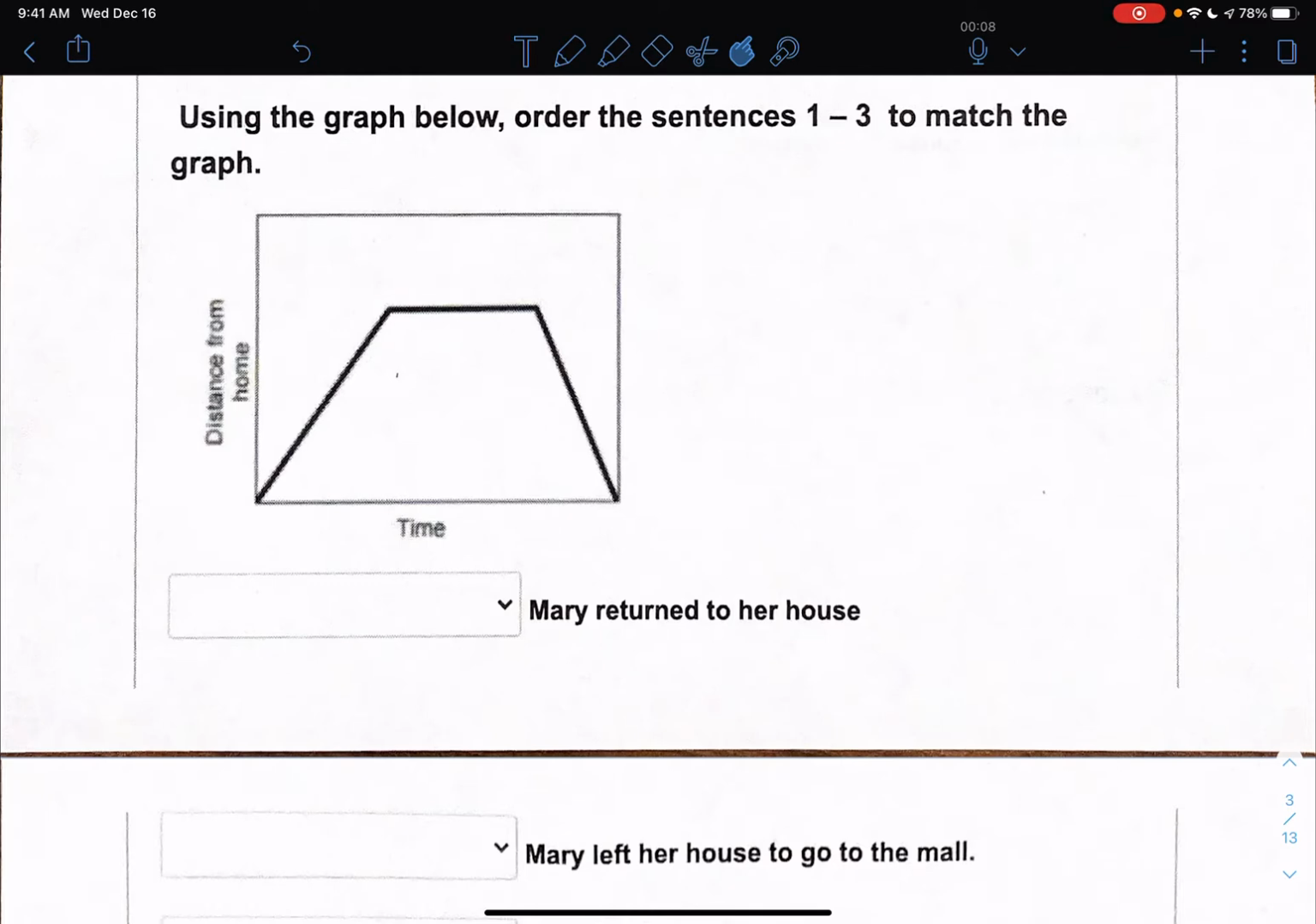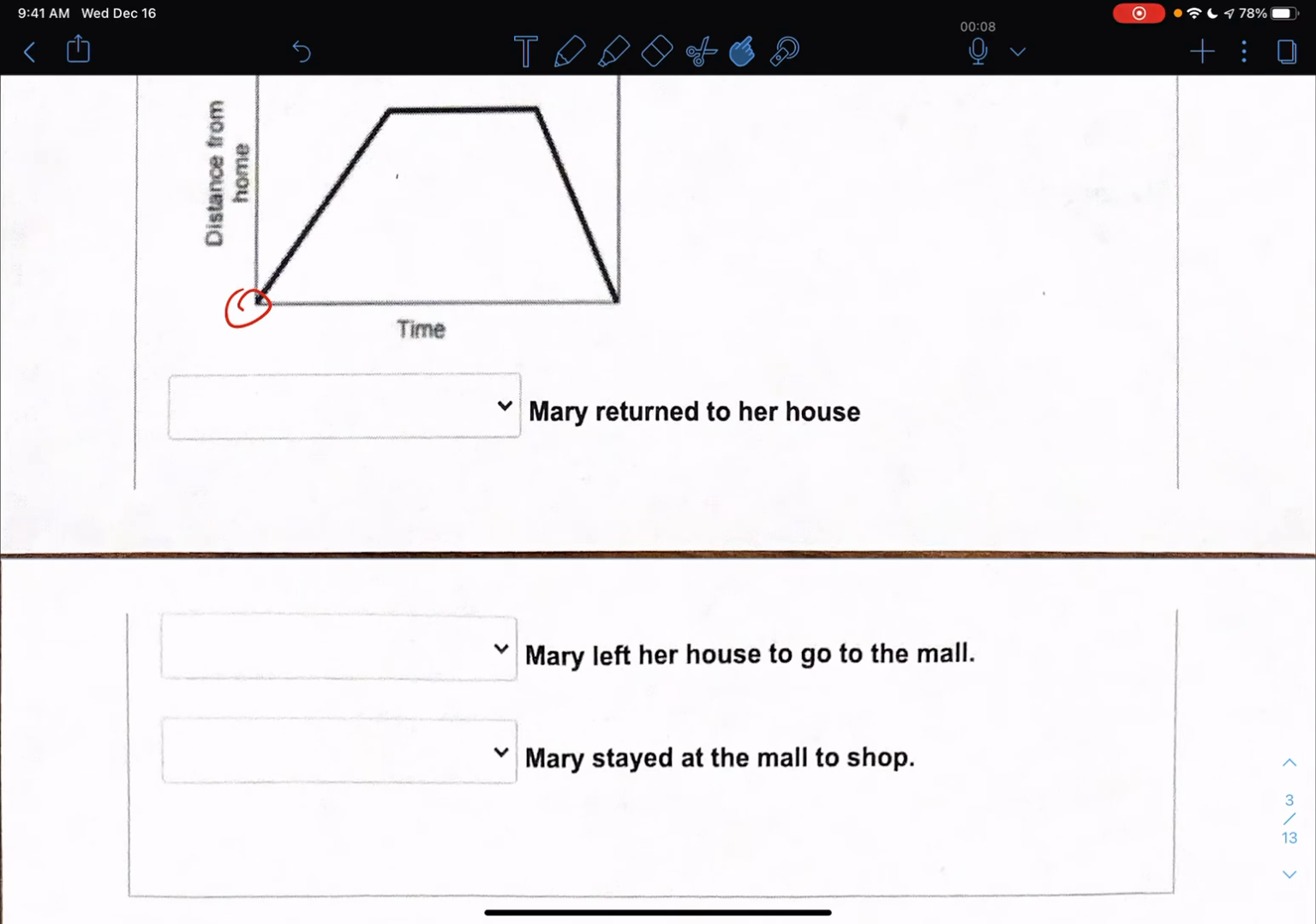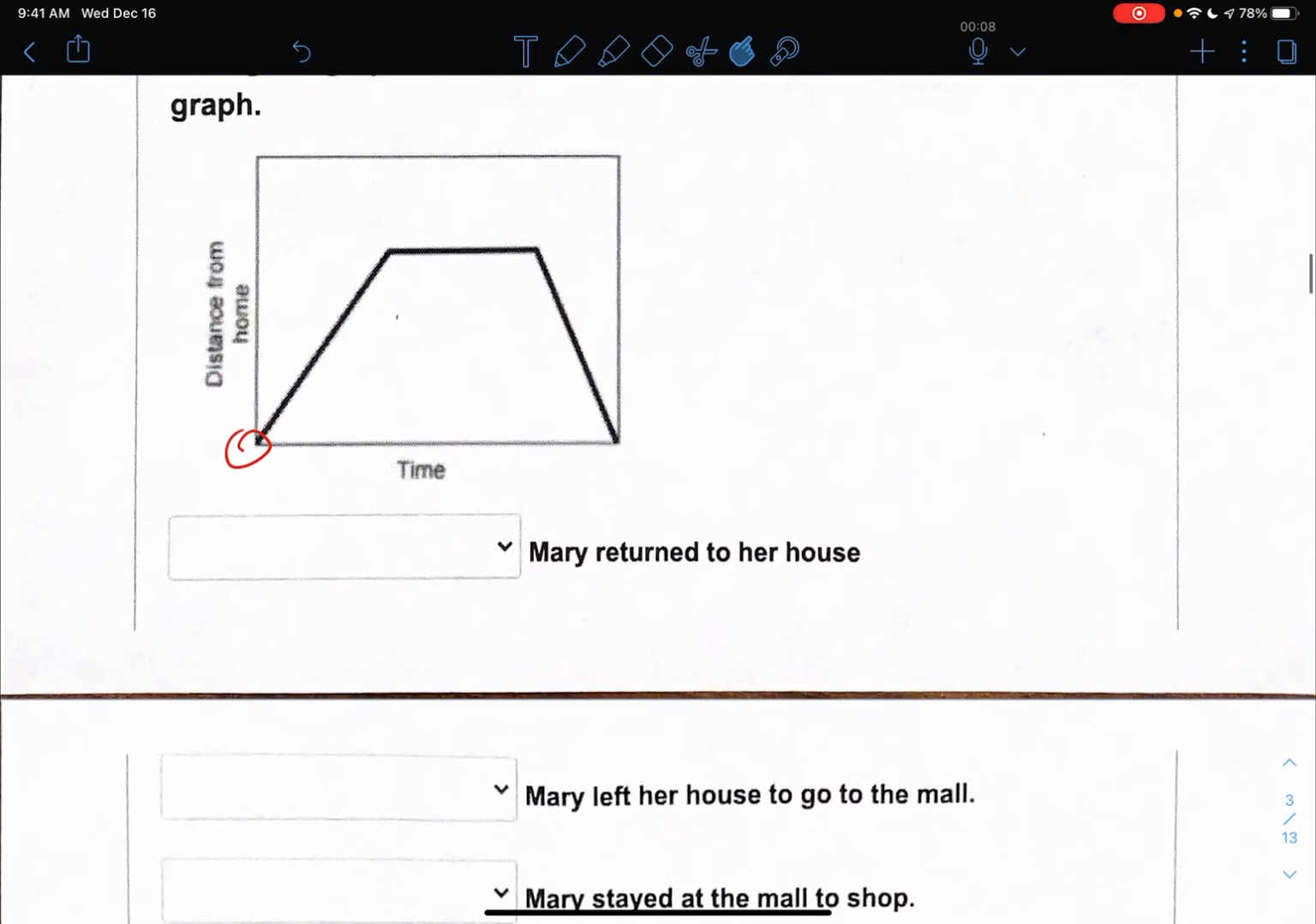So we are trying to match the graph from the very start, which is at the origin, and order the sentences that are given to us. So reading the sentences, it says Mary returned to her house, Mary left her house to go to the mall, and Mary stayed at the mall to shop. We want to make sure we are looking at what time, or our x, and what our y axis are representing. So we are really looking at time and the distance from home. So we are organizing, and since we are starting from home right here, her distance is increasing away from home.